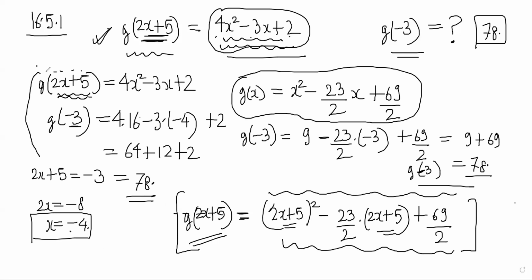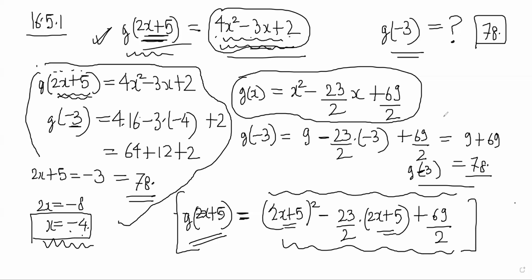There are both methods. One method is this. This is easy in this case because 2x plus 5 is equal to minus 3 is directly giving us what is the x. But in general, you should also be able to find g of x the way we found g of x here.